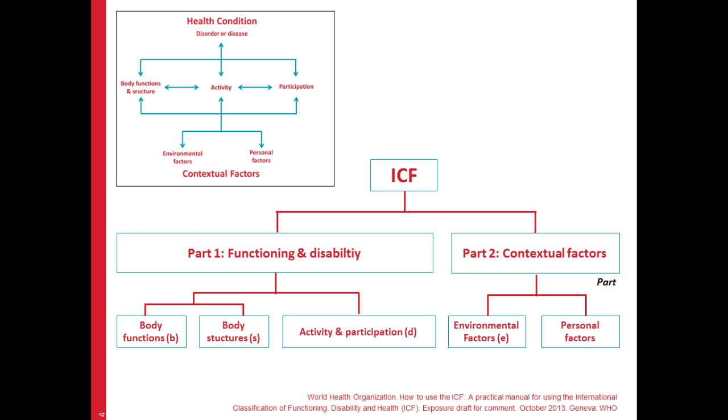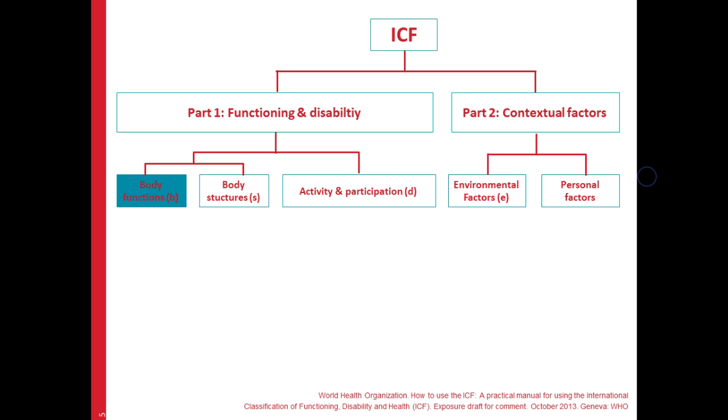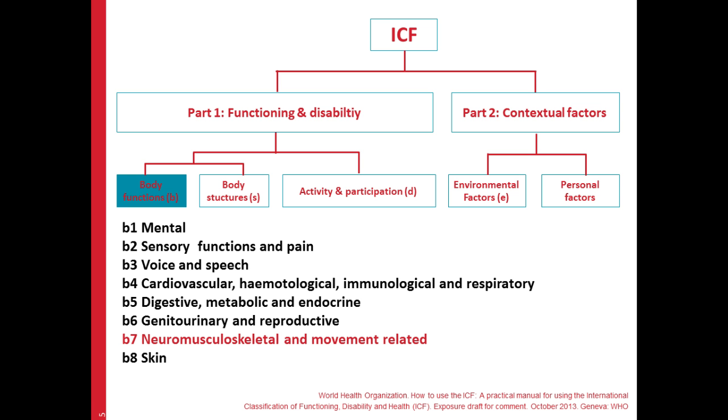Following the underlying model, contextual factors are divided into environmental, prefaced by an E, and personal, which, as I've already commented, are not yet specified within the classification. These 5 boxes at this level are called the components. Each component has a number of chapters. These are the chapters for body functions. It's clear that it's primarily B7, neuromuscular and movement related functions, that will be of most concern to us when we consider walking.